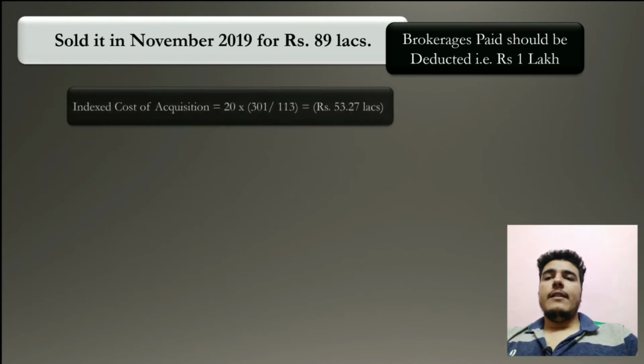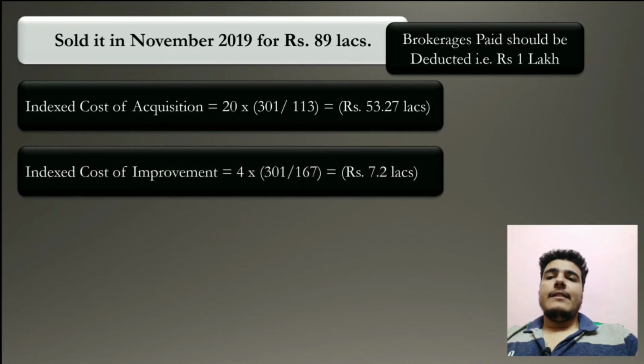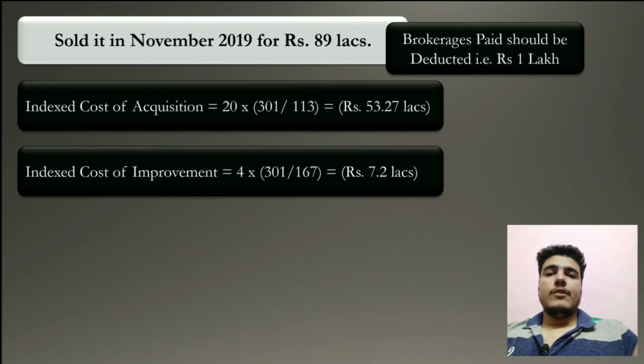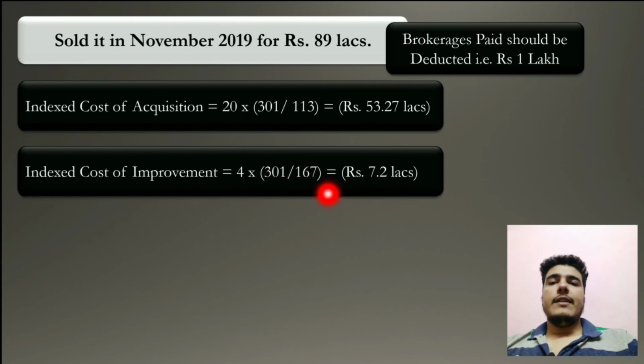Okay, and we have to deduct the indexed cost of acquisition that we have already calculated, 53.27 lakhs, right? And let's say there is an improvement in between, during the holding period, carried out by Mr. Johnny. So in year 2010, let's say there is an index value of 167. So we have to pull this 4 lakh spent on improvement to the current year value. So we have to divide it by the index value of the improvement year and multiply it by the index value of the sale year. Okay, so now you get 7.2 lakhs.